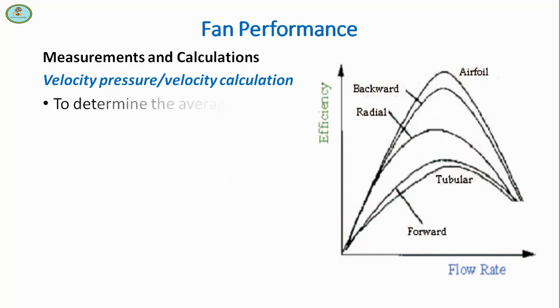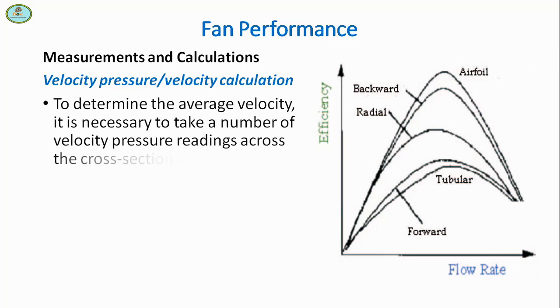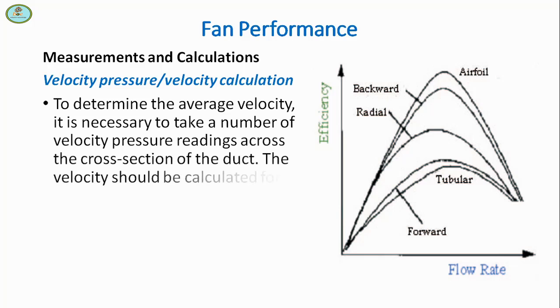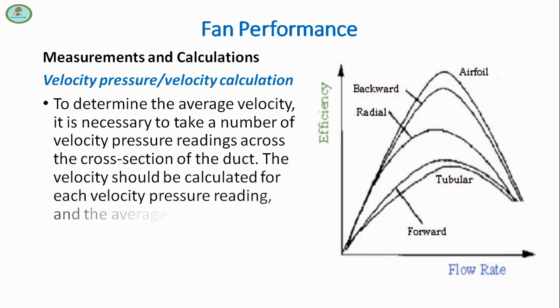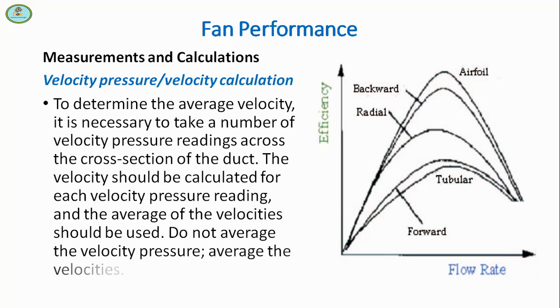To determine the average velocity, it is necessary to take a number of velocity pressure readings across the cross section of the duct. The velocity should be calculated for each velocity pressure reading and the average of the velocities should be used. Do not average the velocity pressure, average the velocities.